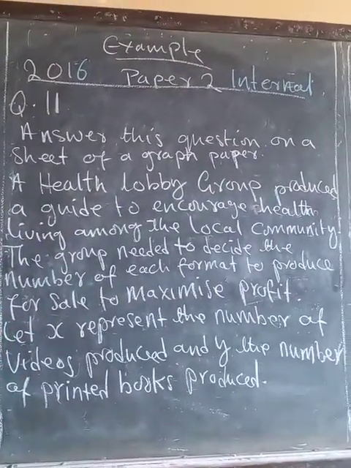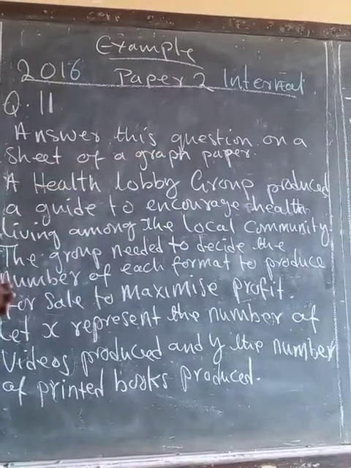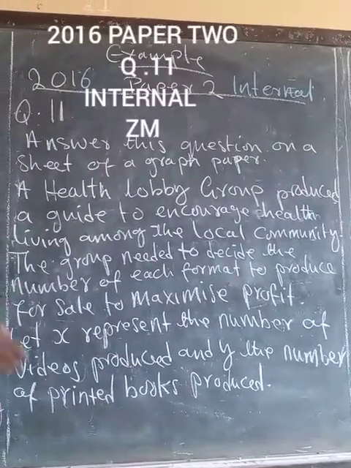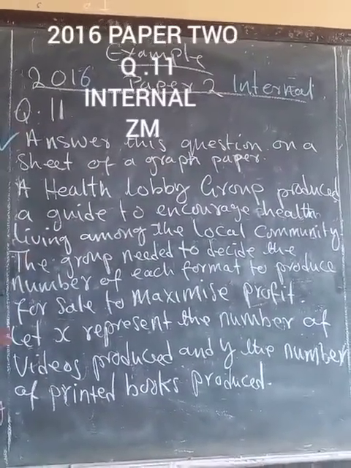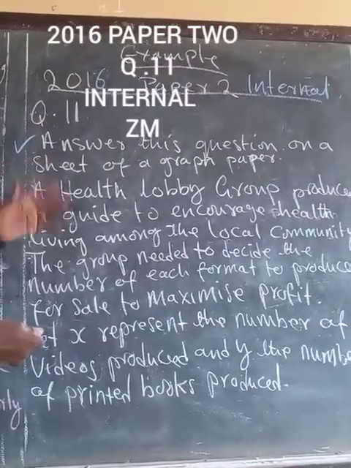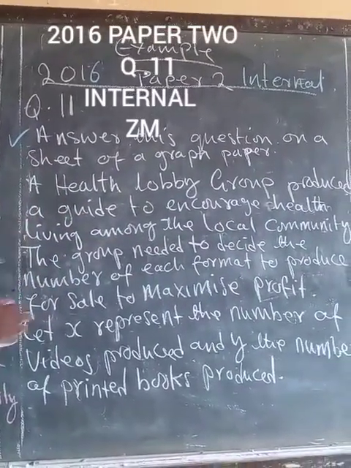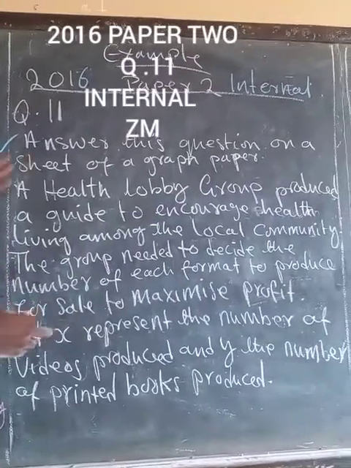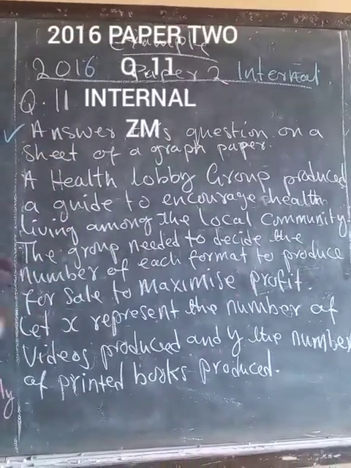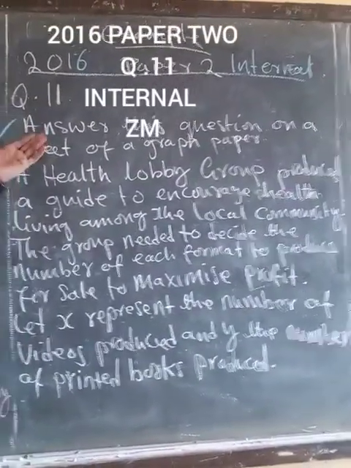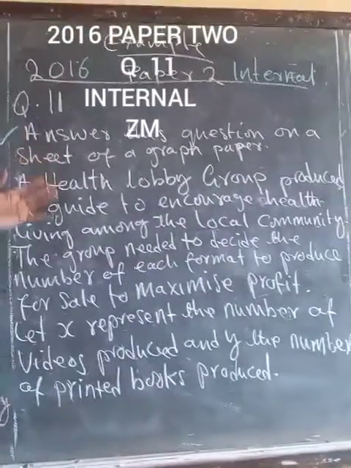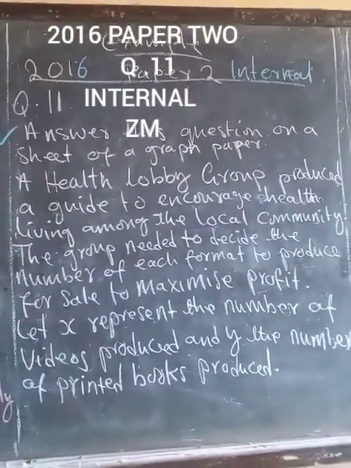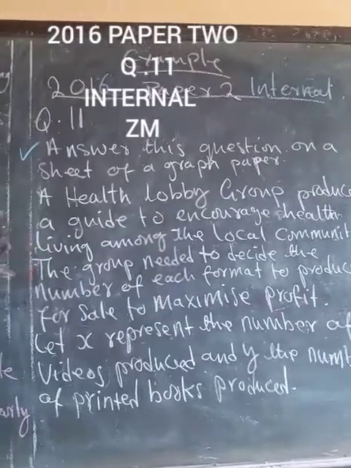What is the question saying? Answer this question on a sheet of graph paper. Keep note, this is very important. You don't just answer it on any kind of paper, but on graph paper. So when you reach your exam, make sure you ask for this before you even start answering the questions. I request about 3 graph papers because about 2 questions involve graph papers, and linear programming is one of them.